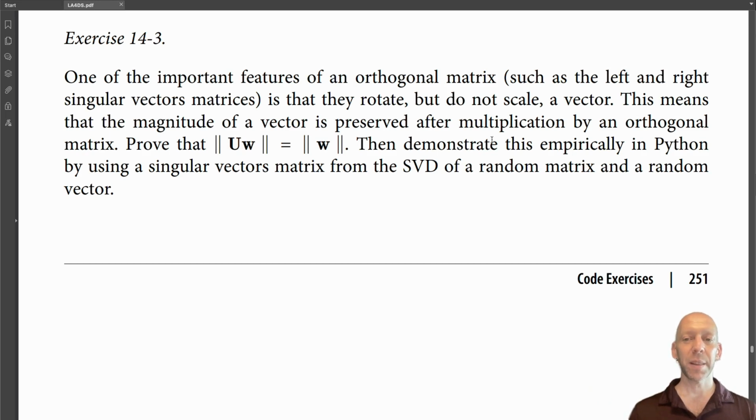And then demonstrate this empirically by computing a singular vectors matrix from the SVD of a random matrix and create W to be just some random vector.